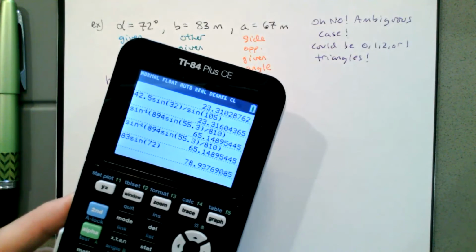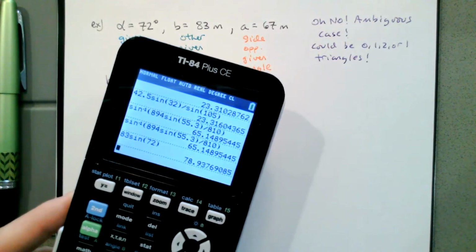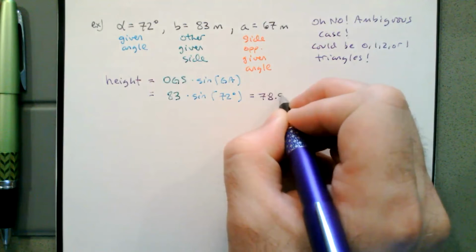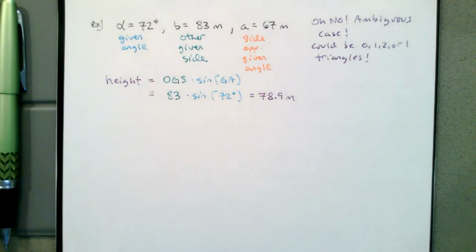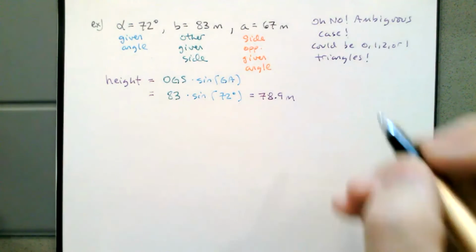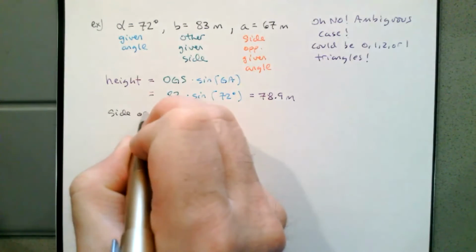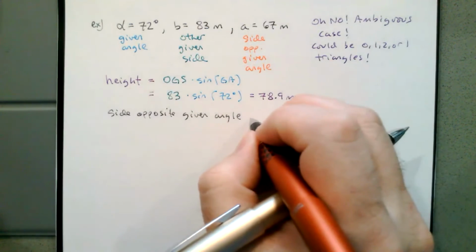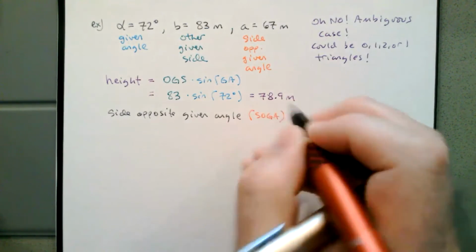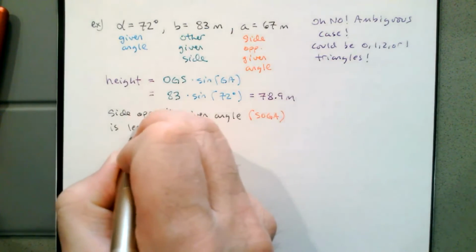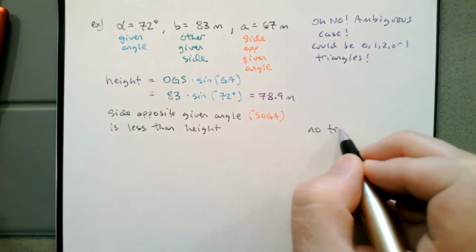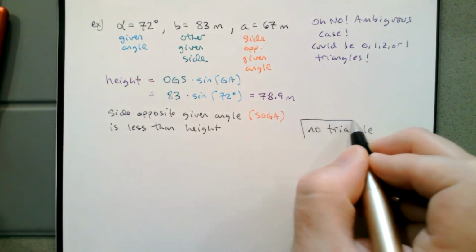And you can see that I calculated this so I could write the problem. And so the other given side multiplied by the sine of the given angle is going to be 78.9. At this point, we'll notice that the side opposite the given angle is less than the height, so there is no triangle. I invent these abbreviations and I just don't bother using them. The SOGA. So the ruling on the field, no triangle.